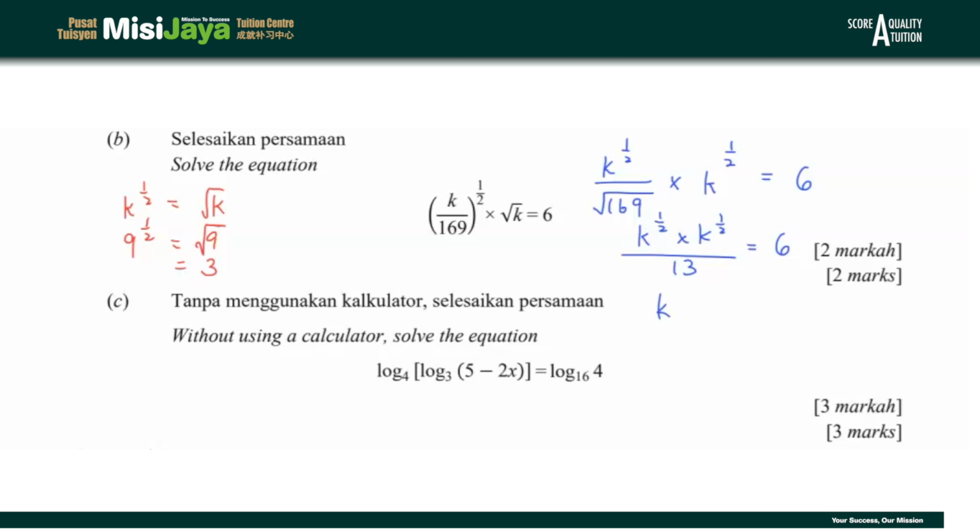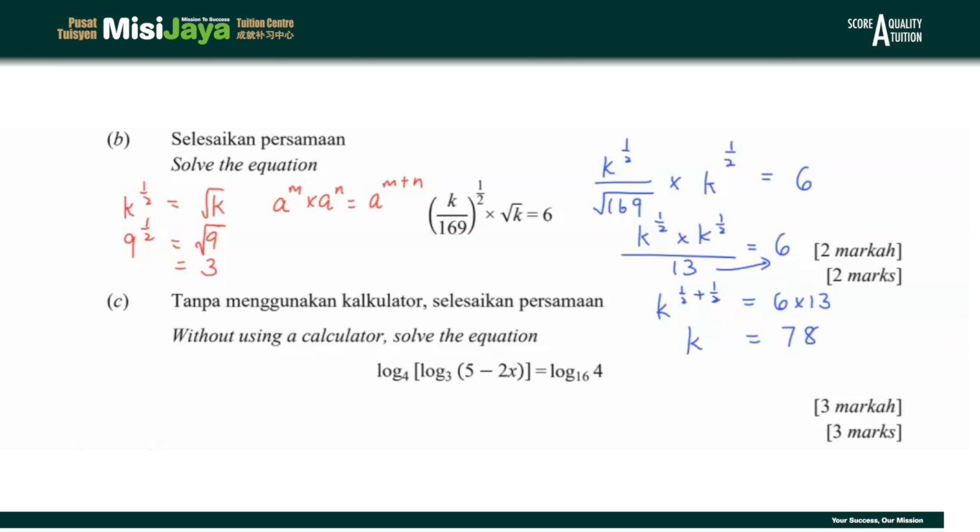Okay, there's a law of indices that you need to know. For example, like a power m times a power n equals to a power m plus n if the base is the same, okay? Then you can plus the power together, yeah? So which means that this is half plus half. Then this 13 you can move over to the right hand side, become times. So 6 times 13, okay? So here half plus half is 1. So k power 1 is k. So equals to 6 times 13 is 78. Okay, so that's the answer.